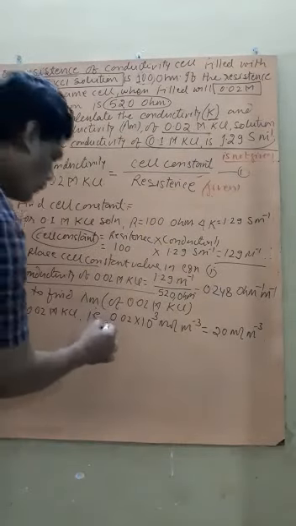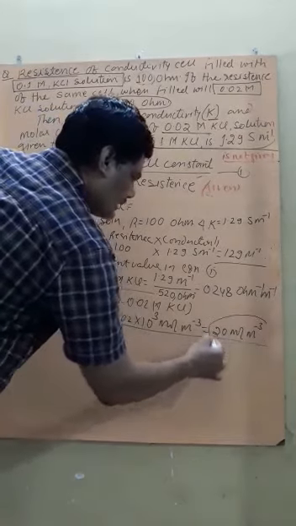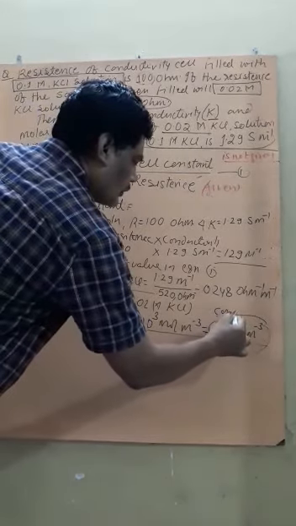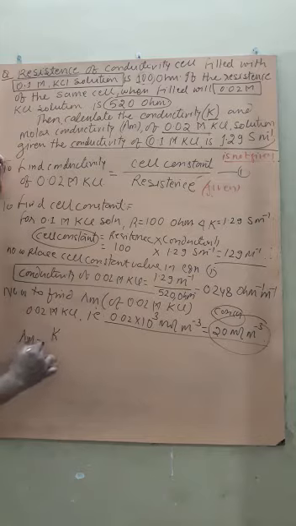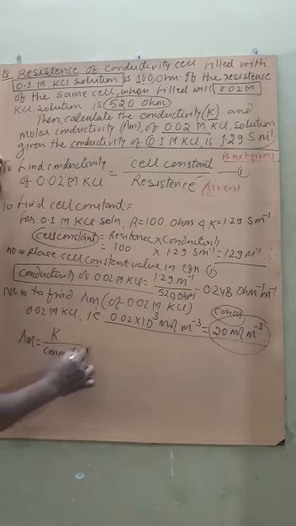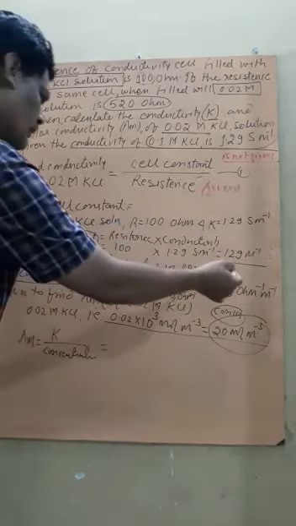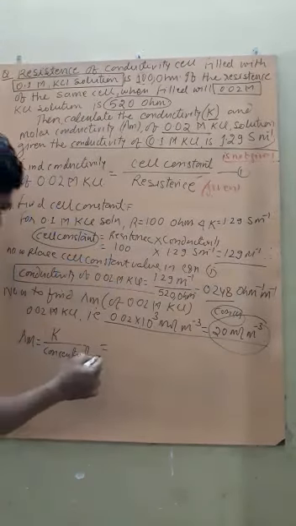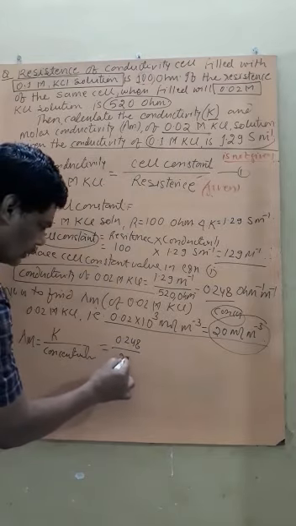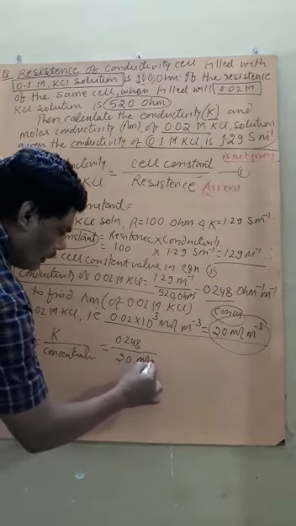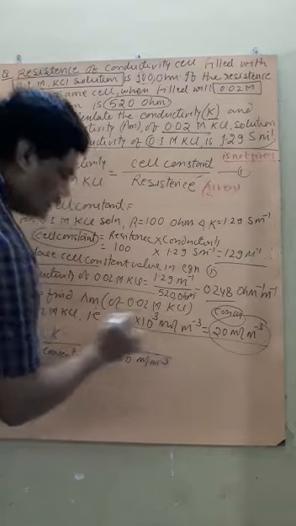This is the value of your concentration. Now you have the formula. Molar conductivity is equal to conductivity divided by concentration. So already we have the value of conductivity. What was it? It was 0.248 divided by 20 mole per meter cube.